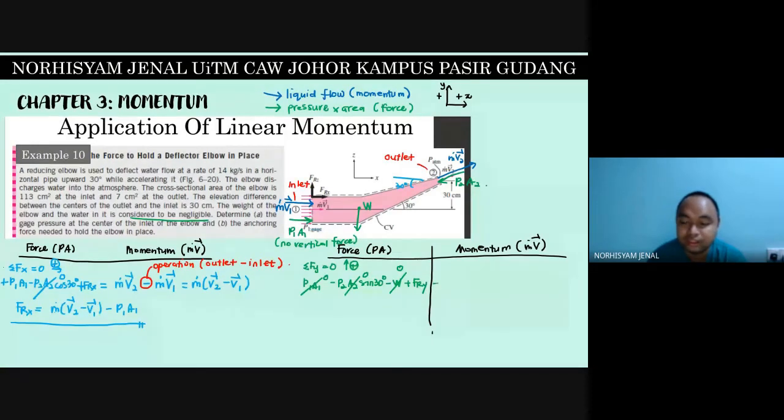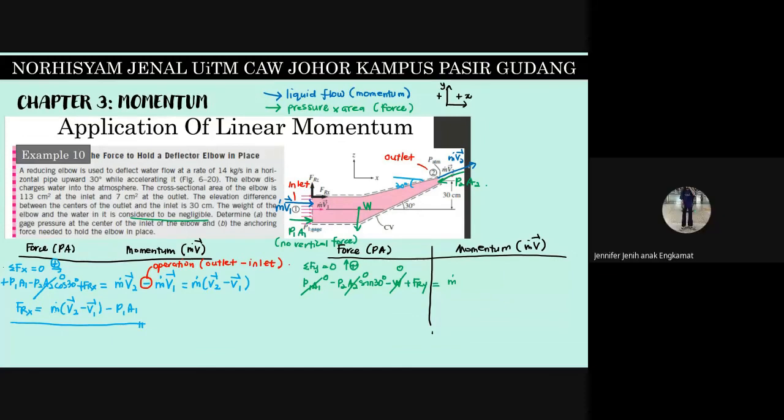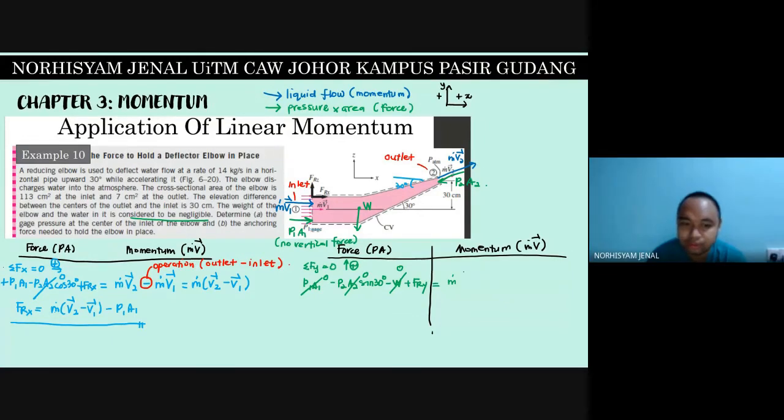Okay, Jennifer, are you there? Yes. All right. So for momentum, we continue with the momentum. Okay, m dot v. So m dot v2 is the outlet minus the inlet. So m dot v2, is it going to the top or to the bottom? Top. Okay, so m dot v2.